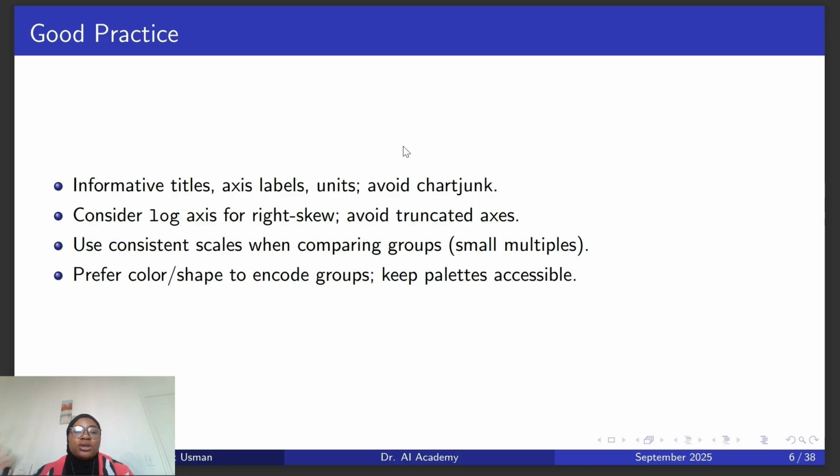So another thing is you need to learn how to use consistent scales when you are comparing groups, because when you are comparing groups, you want to make sure that they are all on the same scale so that whatever you are saying about A is the same thing you can say about B, and you can see the differences, and that way you can make comparisons.